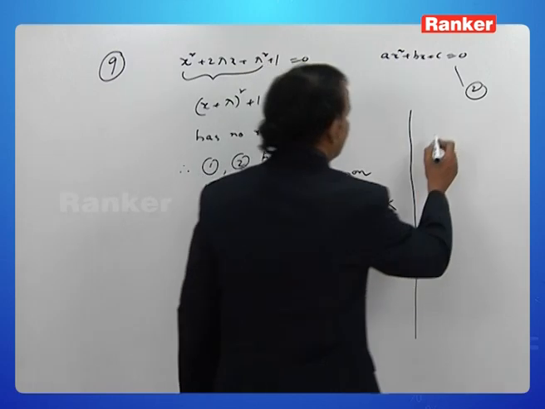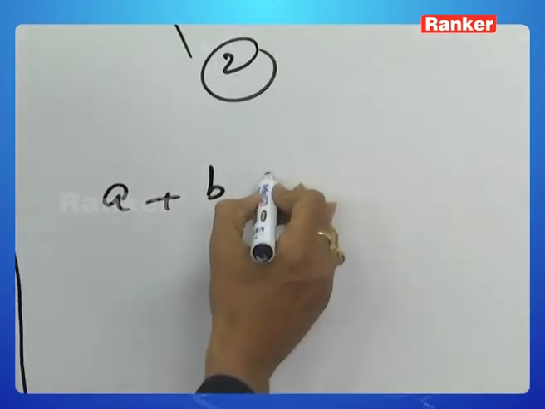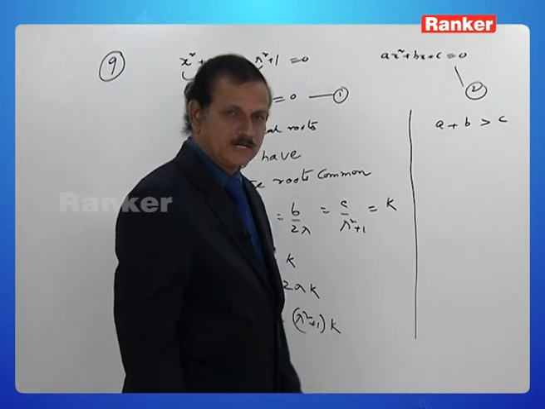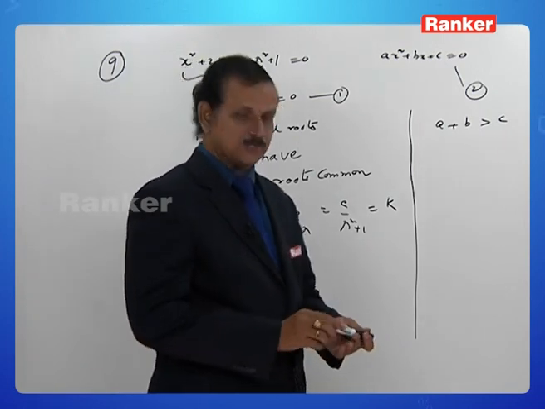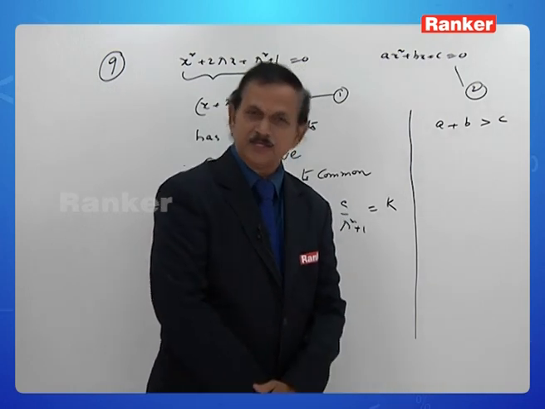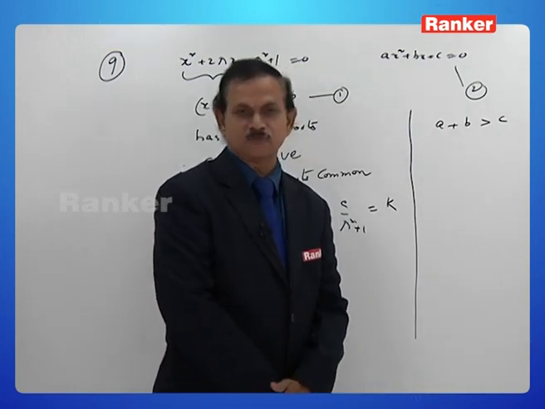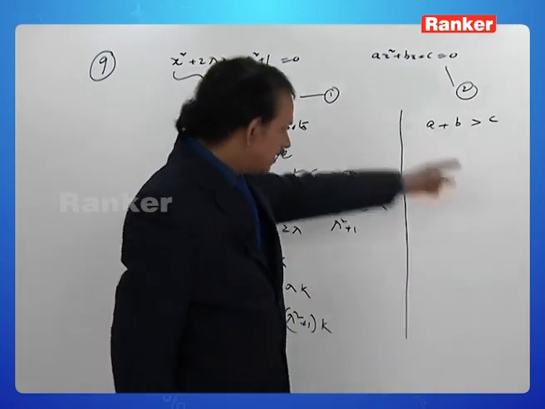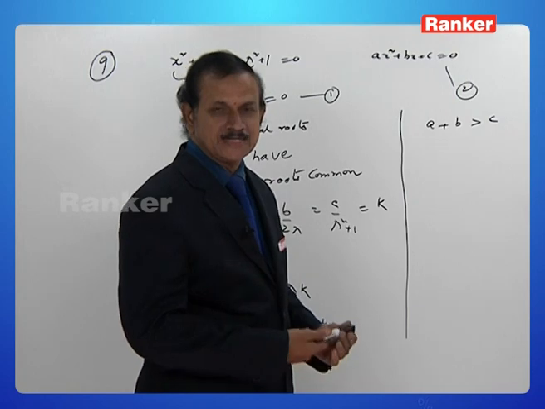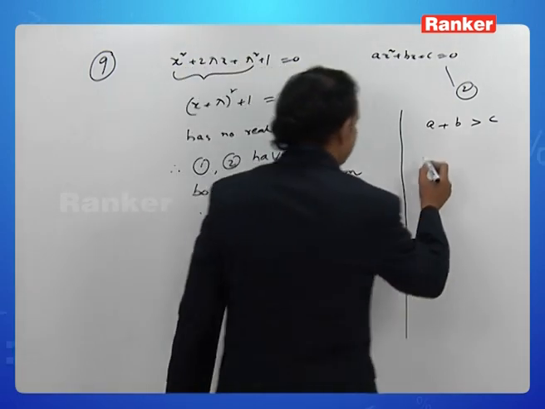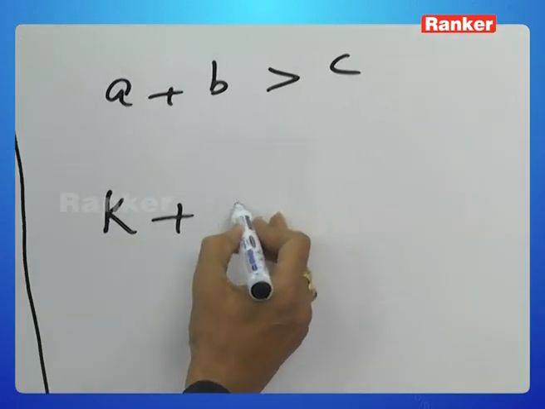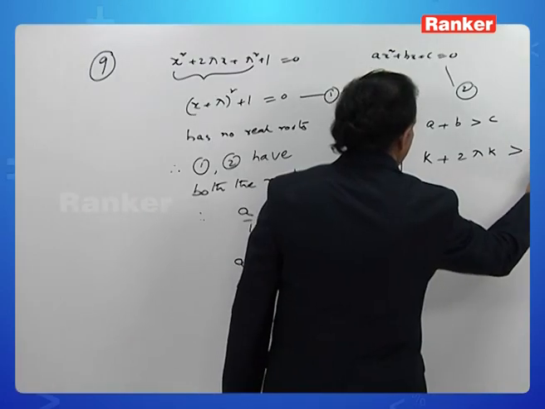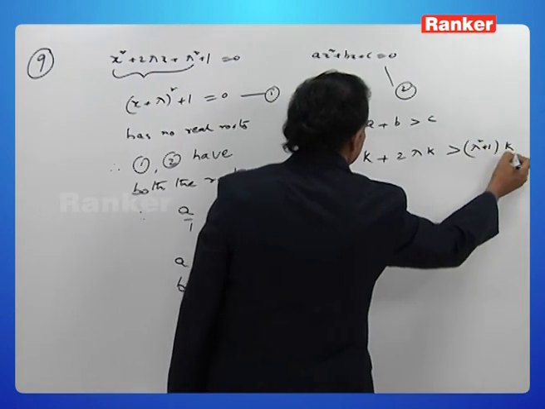Therefore, we must have a plus b greater than c, not only that, a plus c greater than b, not only that, b plus c greater than a. Of course, we call it the triangle inequality. In any triangle, the sum of the lengths of two sides is strictly greater than that of the third side. By making use of that, we have a plus b greater than c. But what is a? k. What is b? 2 lambda k. What is c? Lambda square plus 1 into k.